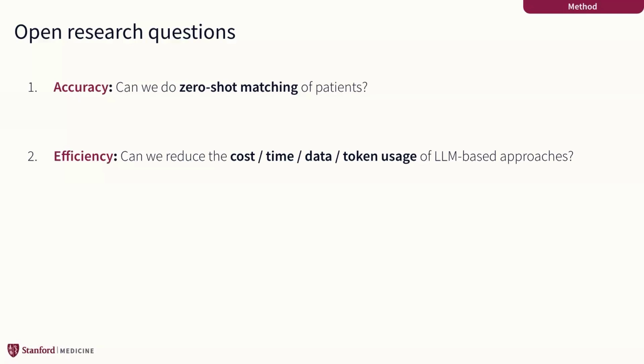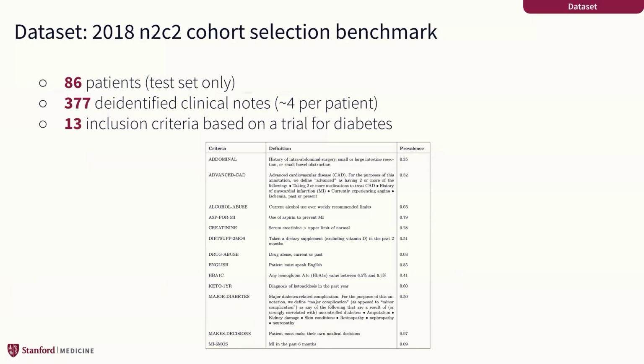Secondly, hospitals have limited budgets, and so when you're deploying these things, the cost actually matters. So can we reduce the cost, time, data, and token usage of these LLM-based approaches? And then finally, can we scale these approaches to health system scale? It's not sufficient just to be able to run this on 10 patients and 50 notes. Can we design our system in a way where it'll scale to patients with thousands of notes and things like that?